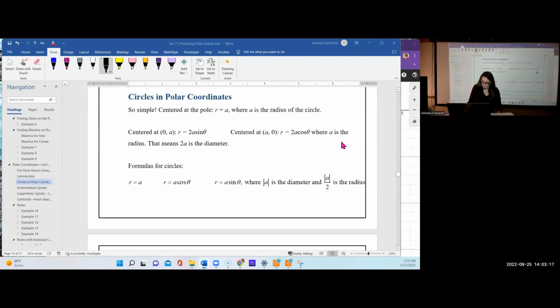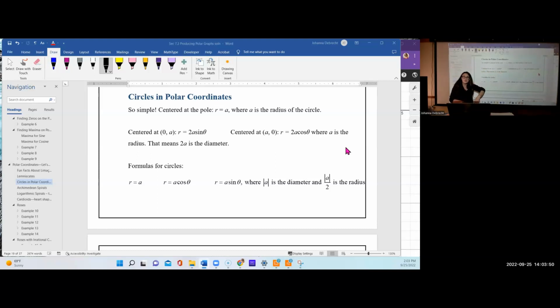Now, circles in polar coordinates are the absolute easiest graphs to graph. It's just r equals a constant, where a is the radius of the circle, and that will center it at the pole. So if you write r equals 3, then you get a circle of radius 3 centered at the pole. Now, what if you don't want it centered at the pole? If you want to center it along the pi over 2, 3 pi over 2 line, then you can center it at (0, a) with r equals 2a sine of theta.